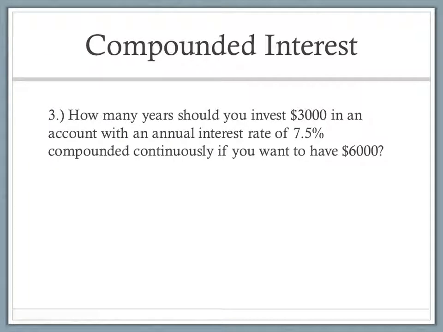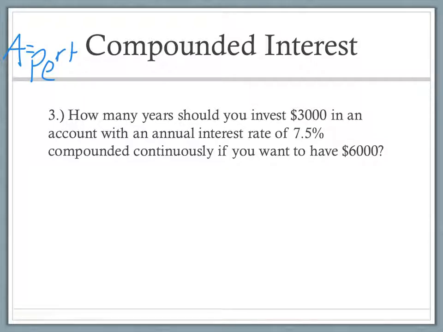So we looked at problems like this, compound interest. How many years should you invest $3,000 in an account with annual interest rate of 7.5% compounded continuously if you want to have $6,000? Compounded continuously right away tells me that we're going to use A equals P e to the rt. That's the PERT equation.